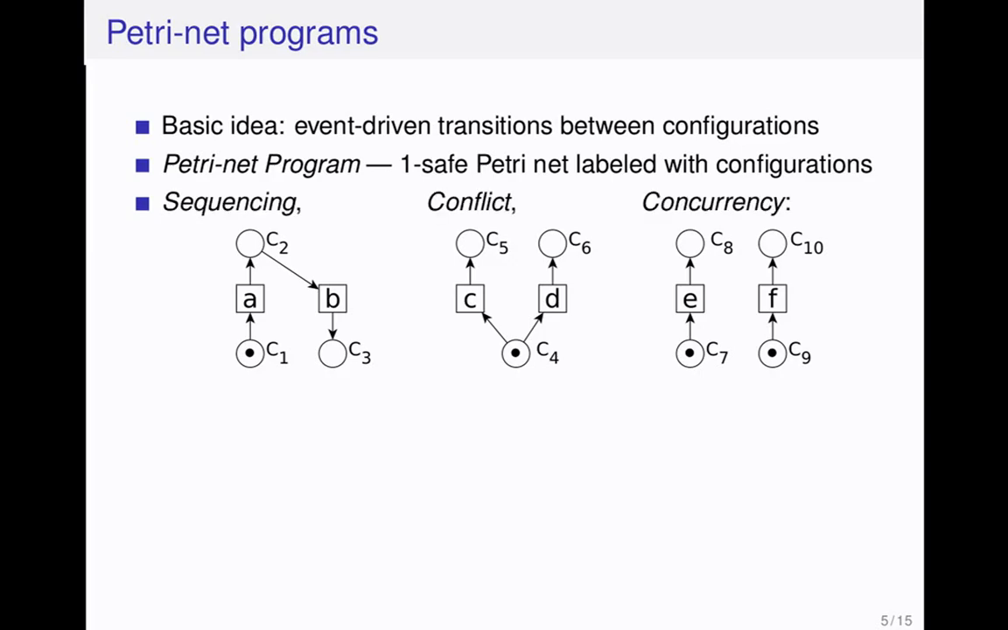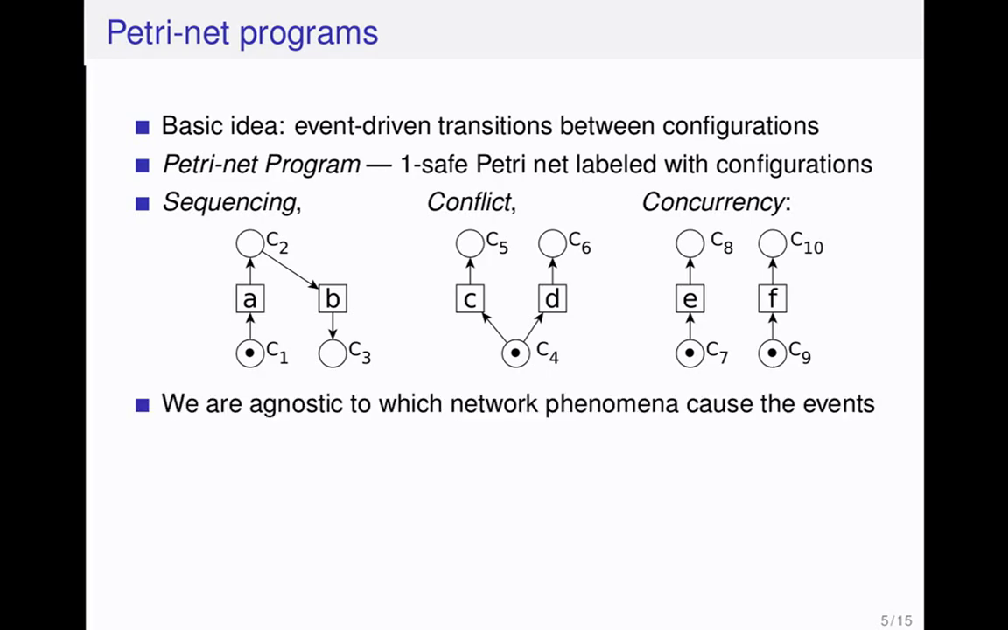Okay, so these programs can encode important constraints between events. On the left here, we have sequencing: event A happens before B. Then we have conflict: only C or only D can happen, but not both of them. And then we have concurrency: E and F can happen independently, basically.